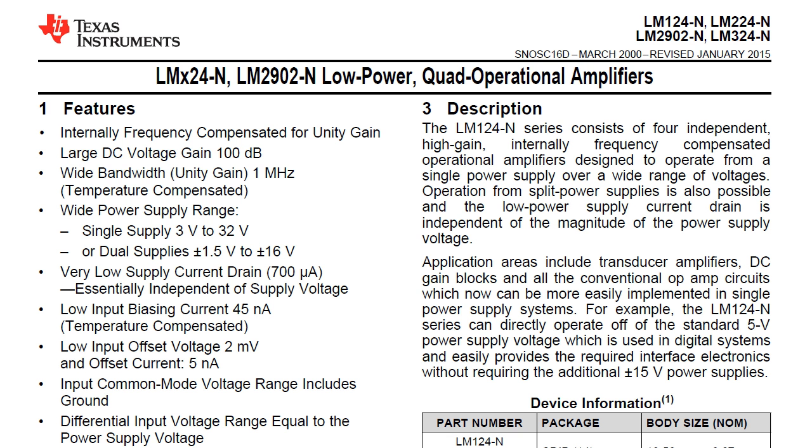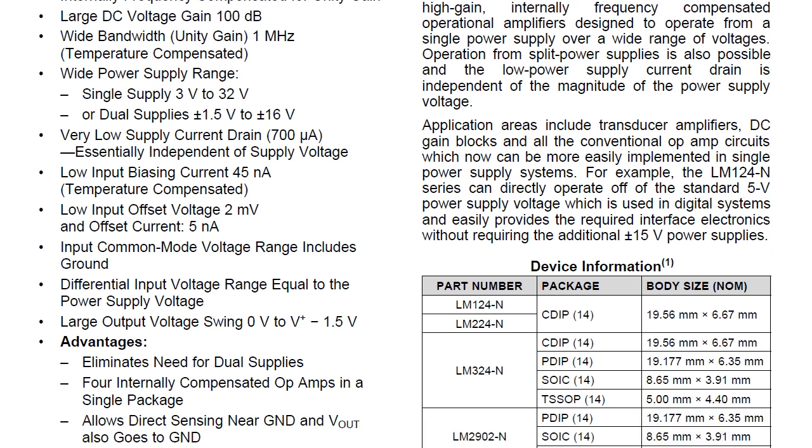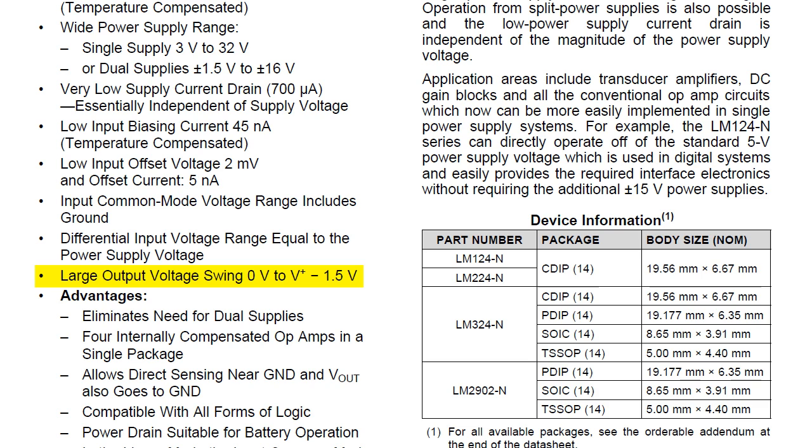The reason that the LM358 and LM324 label one voltage rail as ground is that these op-amps are capable of outputting all the way to their ground rails. This makes these chips particularly useful in circuits where negative voltage rails are not available.